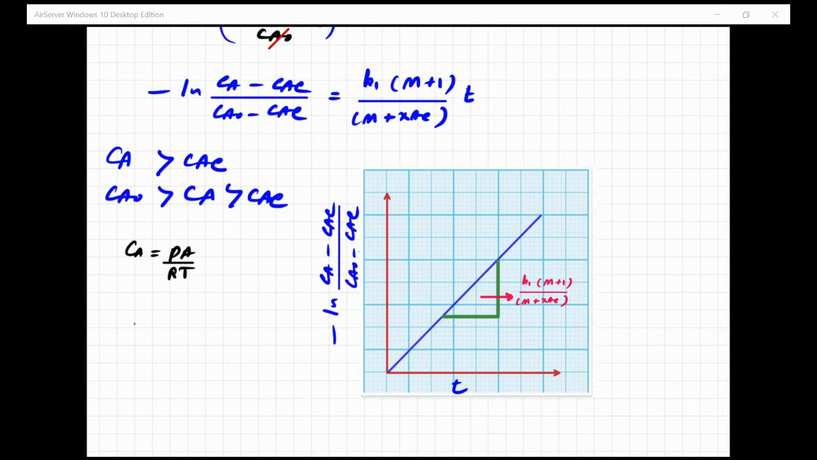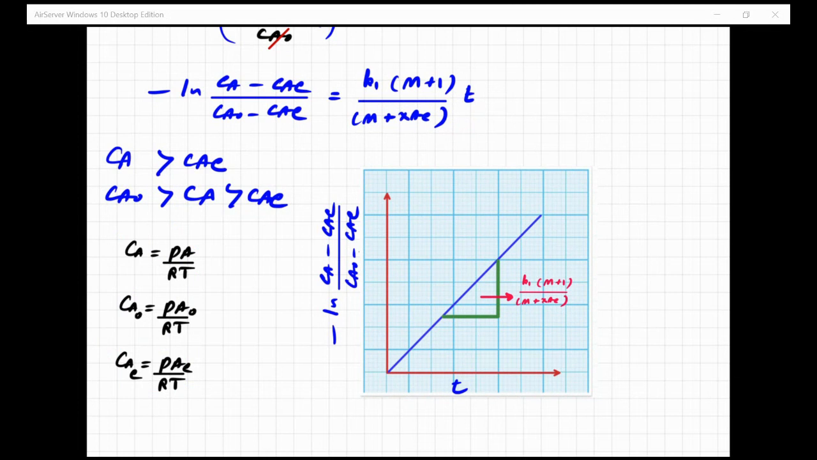It means you can replace CA naught and you can replace CAE. So CA naught will be PA naught over RT, and CAE will be PAE over RT. Now you can change your equation into terms of pressure if you want.